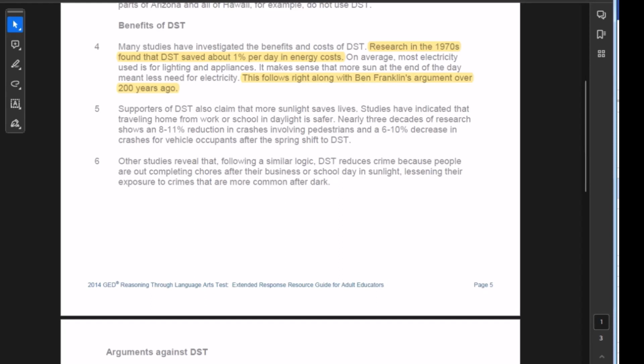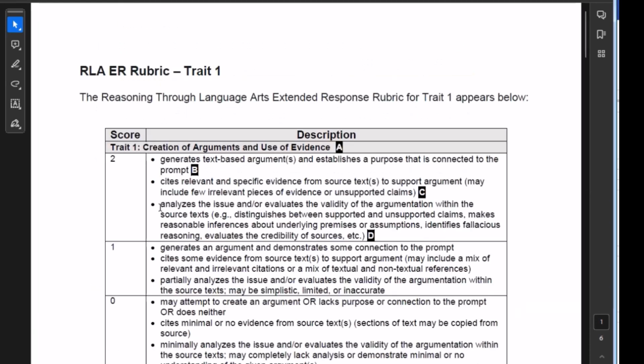And so this is another tool you can use: you can take the evidence that is similar between the two passages and battle them out and say, this one's stronger because of these reasons. And this gets us to the last bullet point, analyzes the issue and/or evaluates the validity of the argumentation within the source text.